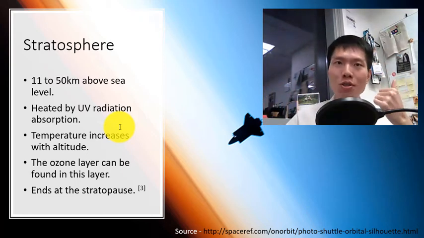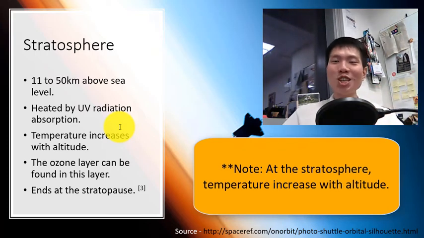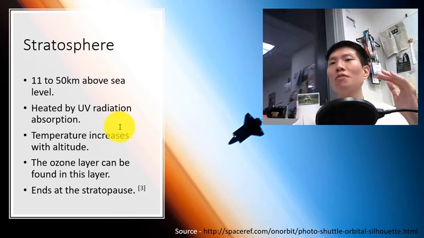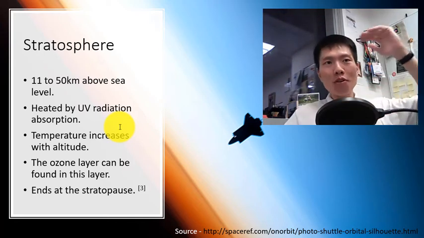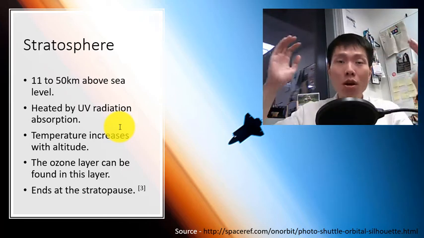Now, the source of heat in this layer is from the absorption of the UV radiation by the ozone and the oxygen gas. Remember where you see the oxygen gas coming from? The Chapman cycle. Now, this region of the highest temperature is at the top of the stratosphere, where most of the UV radiation is filtered off.